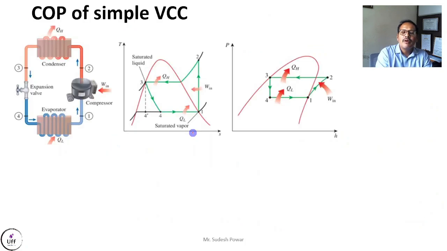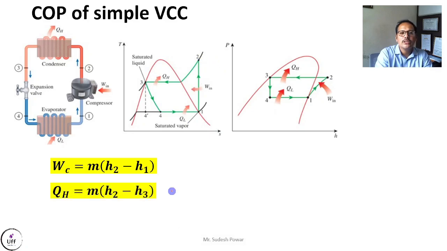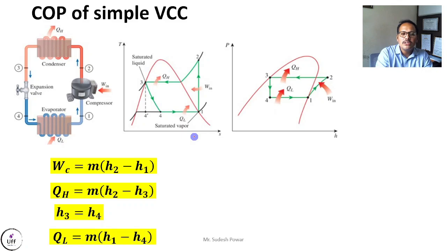Then we are interested to find out the COP of simple vapor compression cycle. So just now we have seen how we have calculated work input that happens in the process 1 to 2. Then how much heat is rejected from the condenser that happens in the process 2 to 3, that is indicated by this QH. Then process 3 to 4, that is isenthalpic process, H3 is equal to H4, and process 4 to 1, how much heat is absorbed in the evaporator, that is indicated by QL.